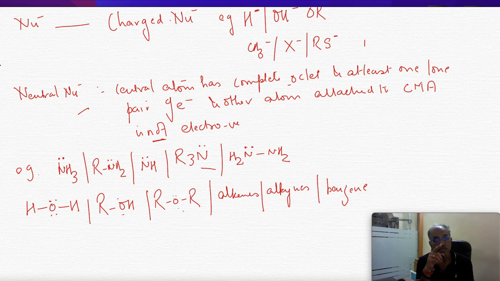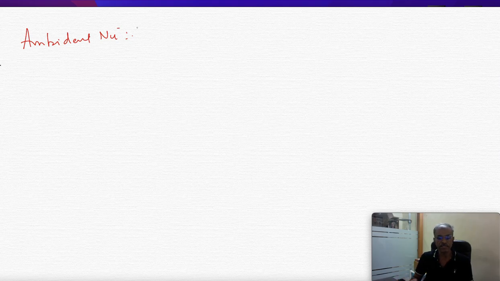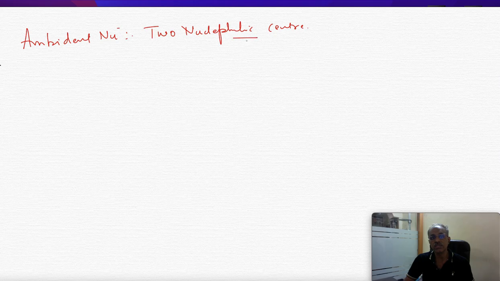First we saw charged nucleophiles, then we saw neutral nucleophiles, and now the third type of nucleophile, which will be ambident nucleophile. What do you mean by ambident nucleophile? Ambident nucleophiles are those species which have two nucleophilic centers. Two nucleophilic centers means two electron rich centers.